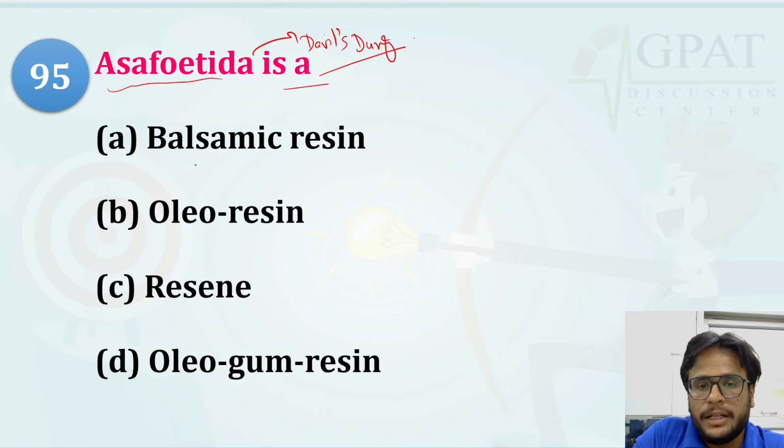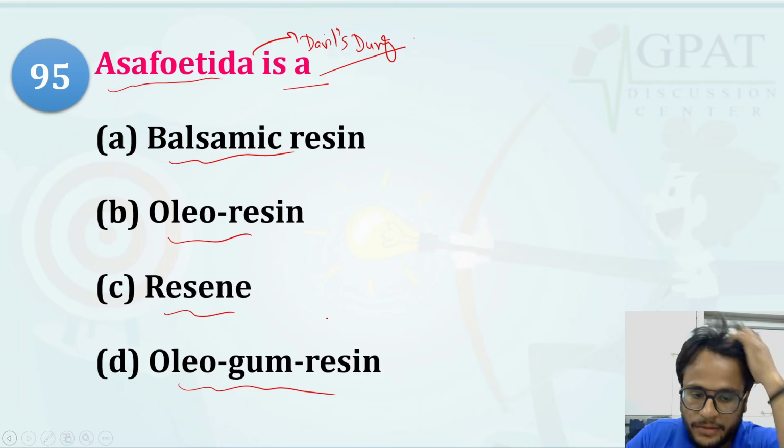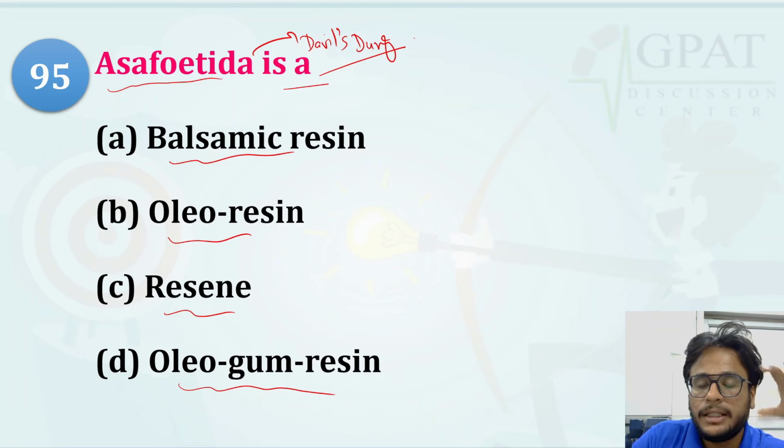Okay, so it is a kind of balsamic resin. Option B is oleoresin, option C is resin, or option D is oleogum resin. So there's a difference between the two. That is, one is the oleogum resin and another is the gum resin.